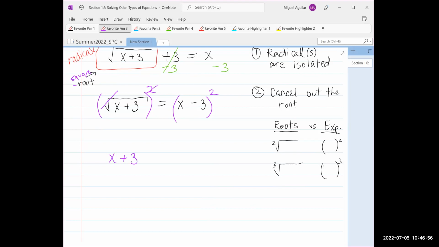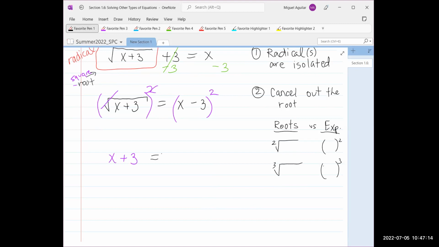Does that make sense? That we can cancel that out on the left-hand side? Yes. Okay. Now on the right-hand side, we didn't have a square root to cancel out. So now we've created sort of a new problem for ourselves. We solved one problem, created another one.